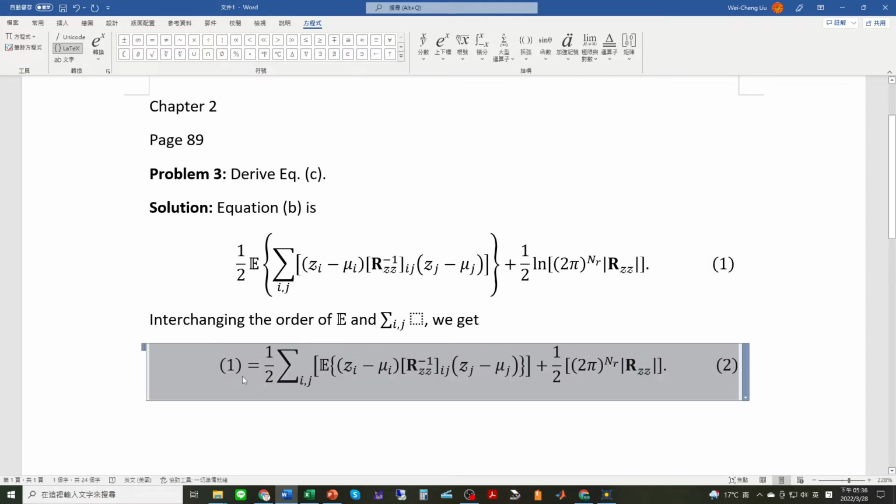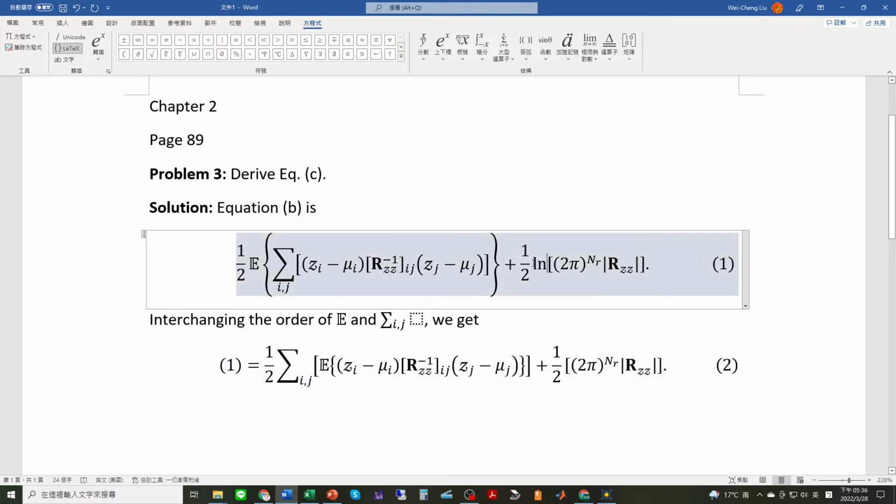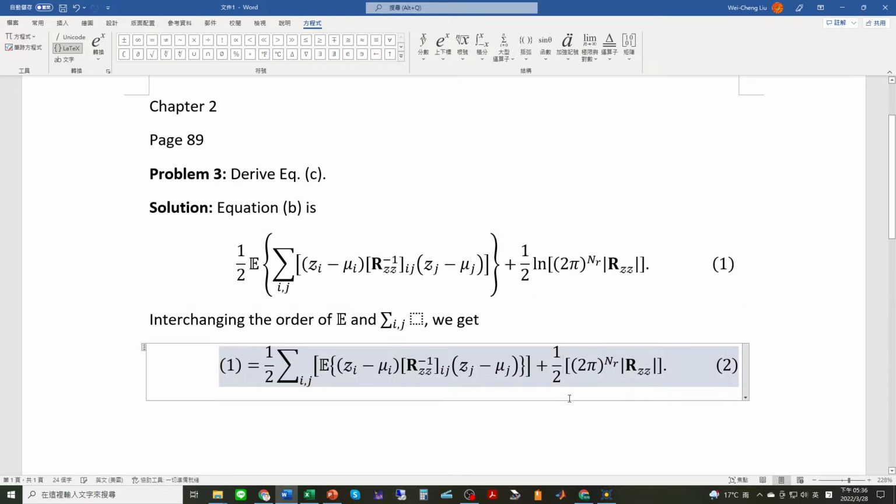So let me check. Equation 1 is equal to 1 over 2 times summation ij of the expectation of zi minus mu i times Rzz inverse ij times zj minus mu j, and plus 1 over 2 natural log. Sorry, I missed a natural log here. Natural log of 2 pi to the power of nr times the determinant of Rzz. Good.